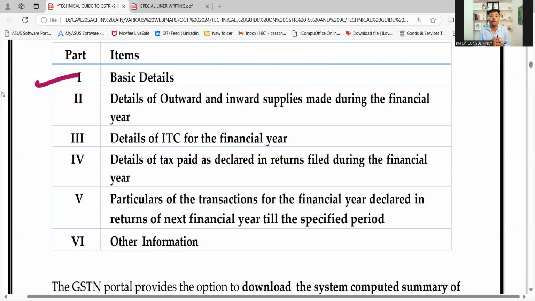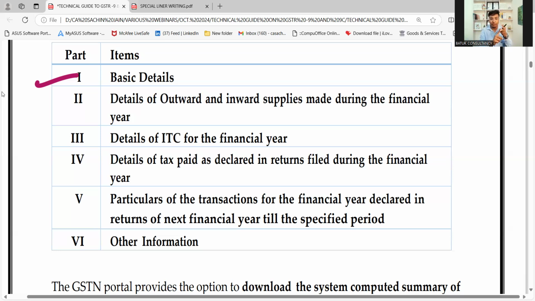And in the sixth part, they are asking for other information, like if during the financial year you have claimed any refund, or if there is any demand raised by the departmental authority, or you have made a supply of goods, then provide the HSN code wise summary of your supply and of your input tax credit. And if any late fees are applicable, show the same in the other information. Conclusively, if you go through all these tables, you will find that this is a complete reconciliation, an annual presentation of the data which you have filed in your monthly or quarterly GSTR 3B and GSTR 1 return, nothing more than that.